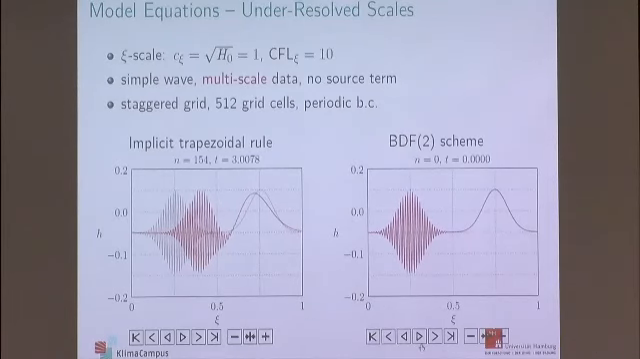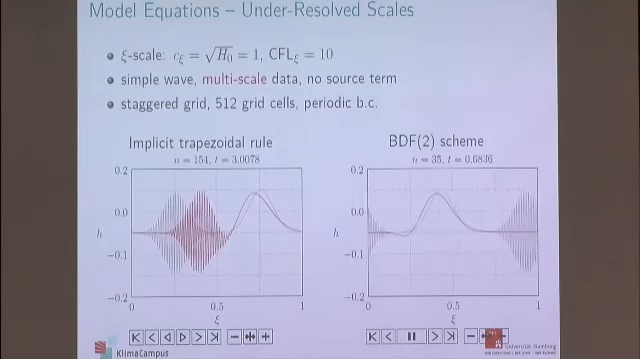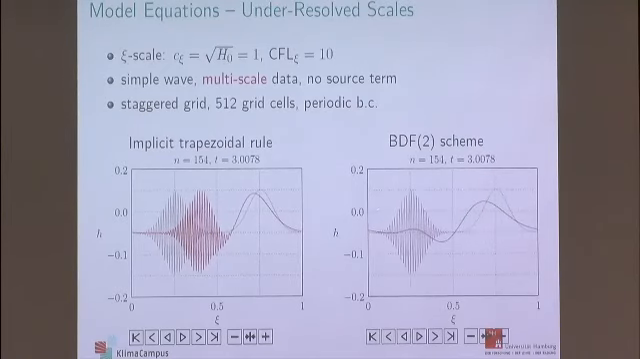On the other hand, if you look at the BDF2 scheme, you have a very different behavior. The small scale data is nearly immediately filtered out, but for the long wave data, you have some kind of damping compared to the trapezoidal rule, and you also have more dispersion.